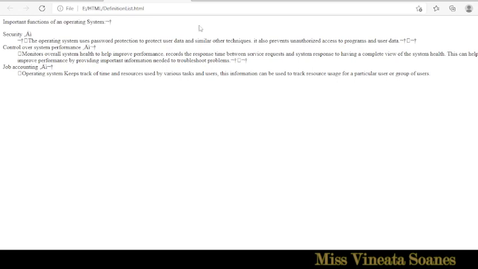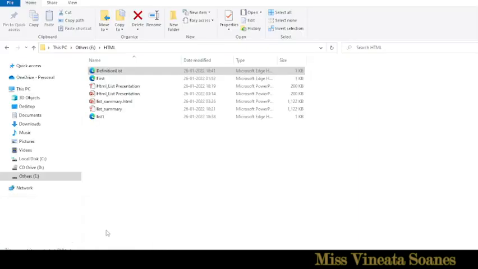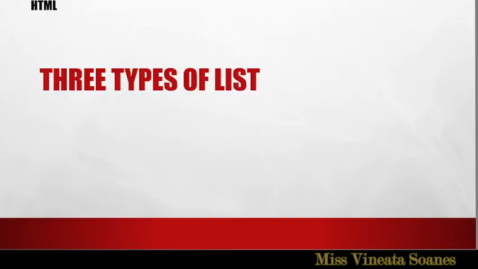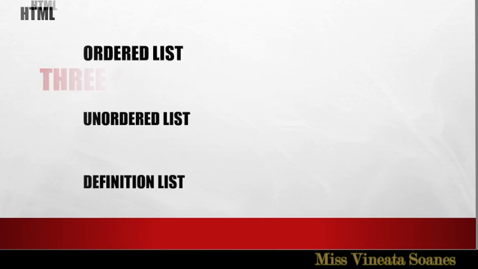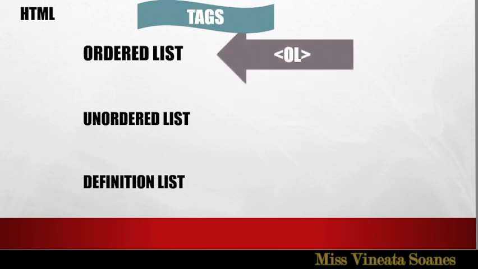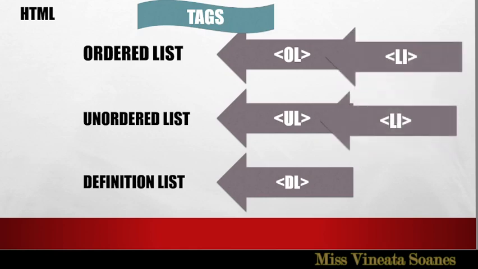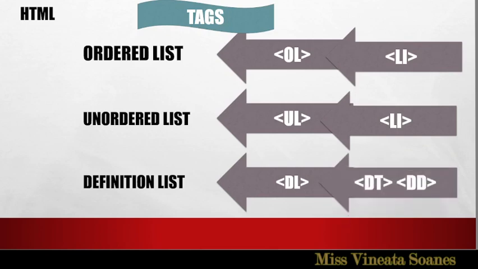Okay, now this is just a sample I'm showing you, and let's go back fast to the summary that we have learned in this video class. First of all, we have learned about lists, and there are three types of lists in HTML: the ordered list, unordered list, and definition list, and the tags that we use for these are the OL, the UL, and the DL. Now the associated tags are li for the ordered list and the same li for the unordered list also. And for definition lists, we have the dt and the dd.